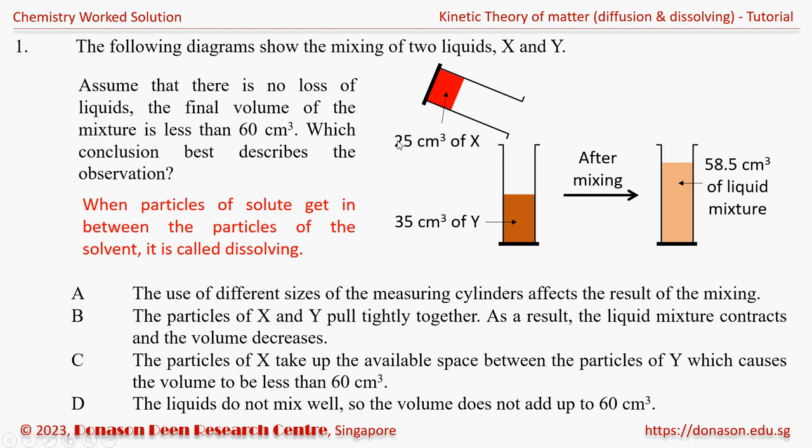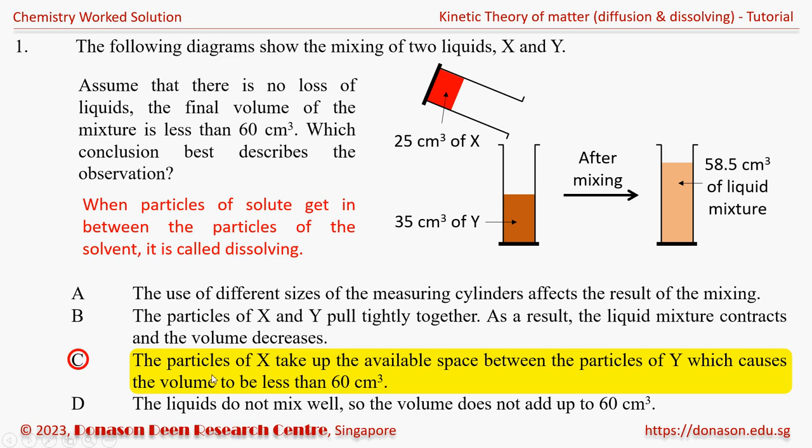Now, when particles of the solutes get in between the particles of the solvent, the process is called dissolving. So the reason why the 25 and a 35 does not add up to 60 when you mix them together is because the particles of the solute have actually taken up the spaces in between the particles of the solvent found in the liquid Y. So option C says the particles of X take up the available space between the particles of Y, which causes the volume to be less than 60 centimeter cube.